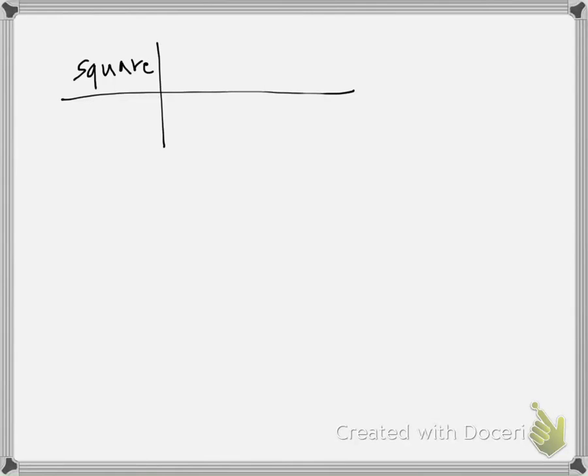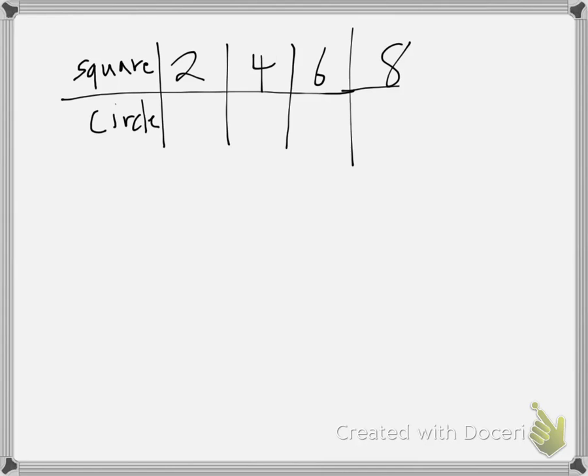So we have squares and circles, and it says the number of squares are 2, 4, 6, and 8. And the only thing we know about the number of circles is that when there are 4 squares, there are 16 circles, right? So really the only ratio we know is 4/16. So to write an equivalent ratio, we can either multiply or divide.